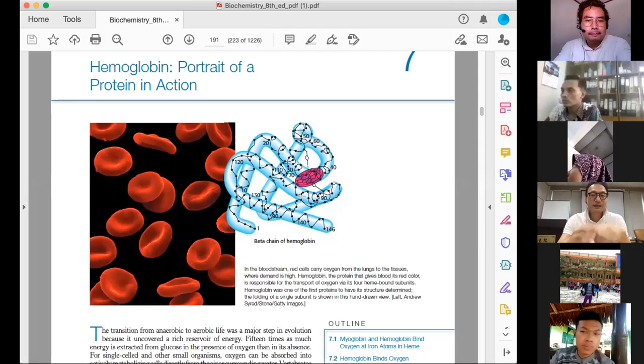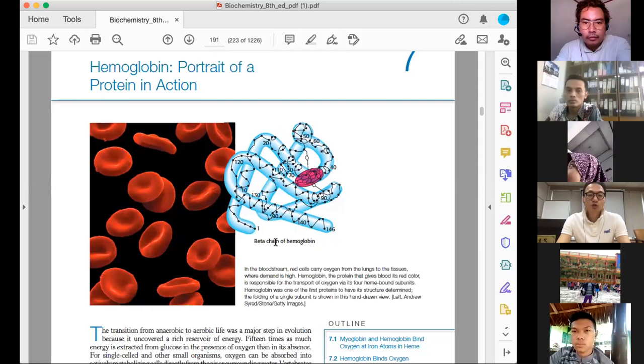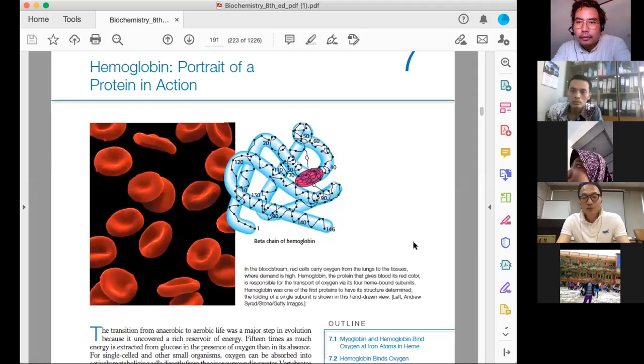Another thing is that hemoglobin is a 4-subunit tetramer, and the location of the hemoglobin is actually inside the red blood cell. On the left side you can see what the red blood cell looks like. Is that clear for everybody?